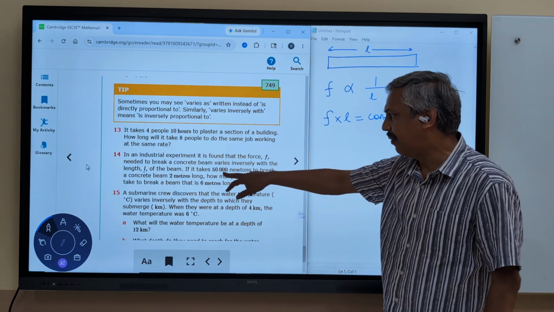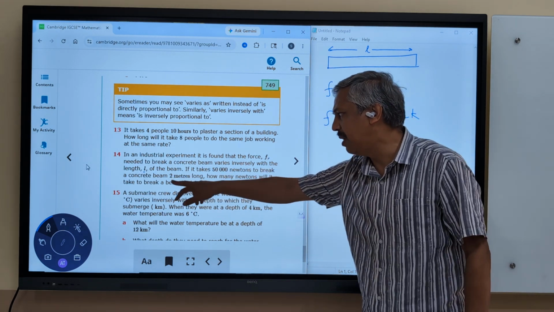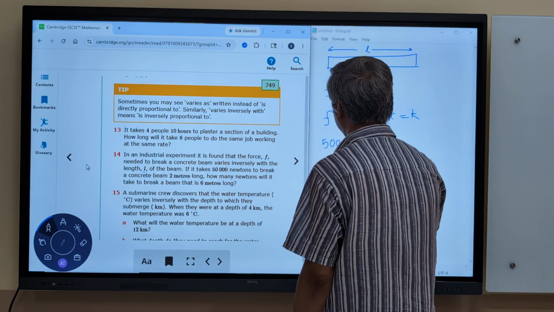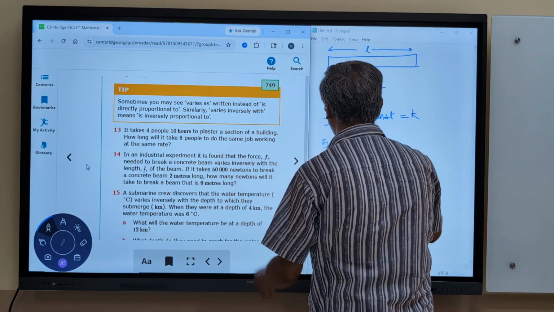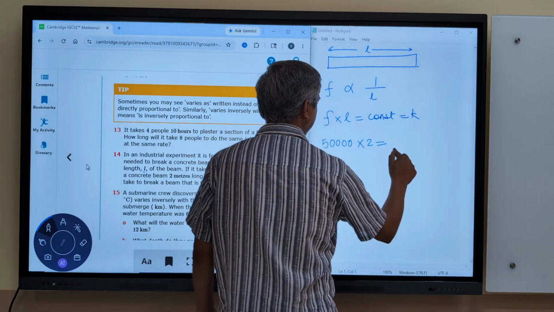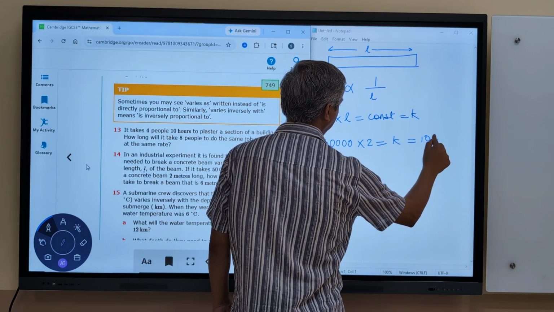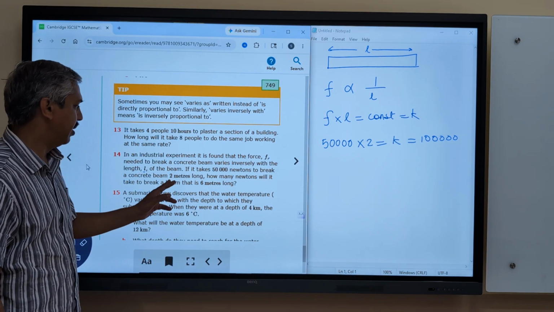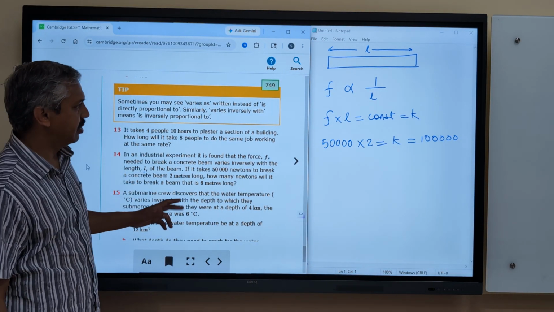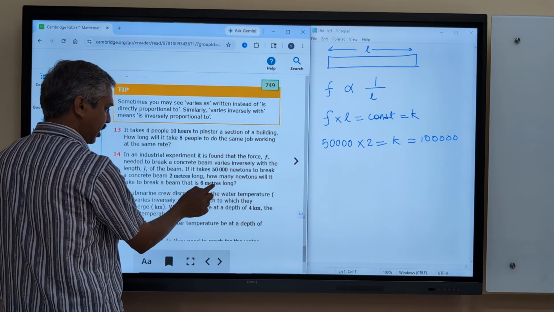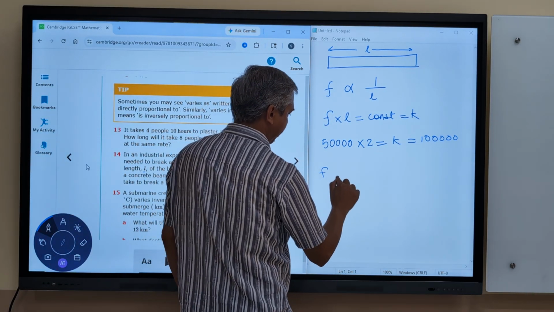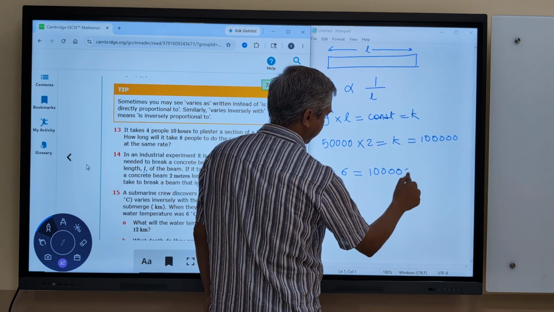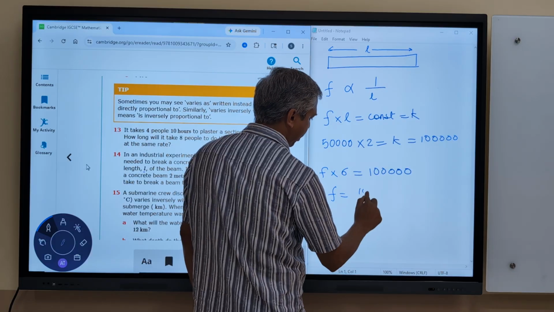If it takes 50,000 newtons to break a concrete beam 2 meters long, so this is the force, 50,000, and this is the length, 2 meters. So K is equal to 100,000. So the value of K is obtained. How many newtons will it take if the length is 6 meters? F into 6 meters must be equal to K, but K is constant, 100,000. So F is equal to 100,000 upon 6.